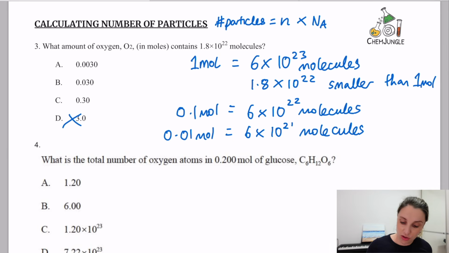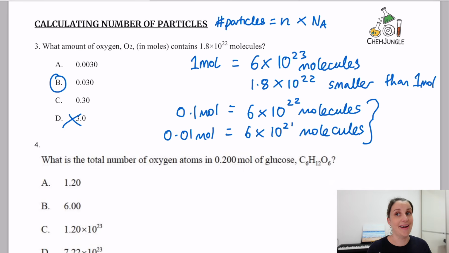0.01 moles. So the way I think about this is that the number that they have given me, this 1.8 times 10 to the 22, is between these two numbers. So therefore the moles must also be between these two numbers, between 0.1 and 0.01. So the only thing that satisfies that criteria is B, your 0.03 moles. It's the only one that's between the two. So often when you're solving these, it makes sense to think about the 6 times 10 to the 23 and how it relates to that.